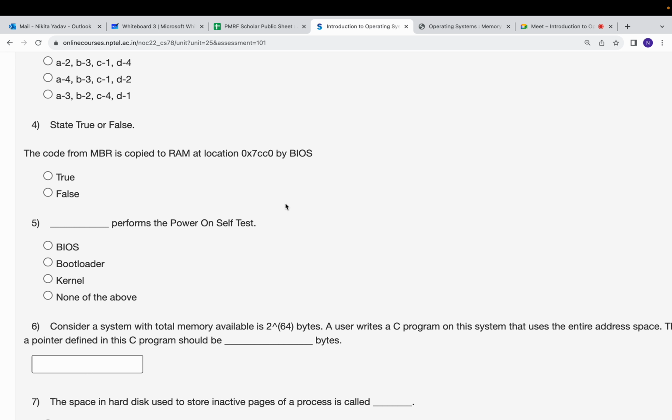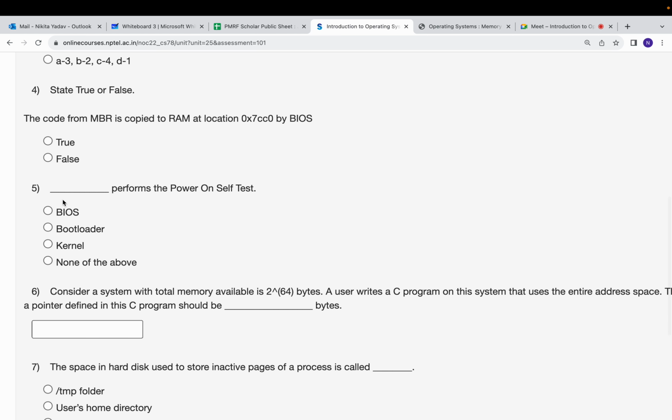So answers, yeah. I got one answer. It is false. Why is it false? Right. So it is false. Okay, I got two answers. It is false because the location is 0x7C00. Everything else is right in this line except the location.